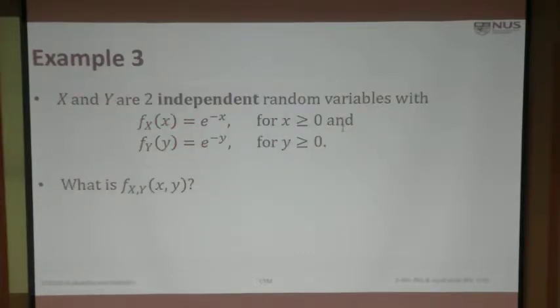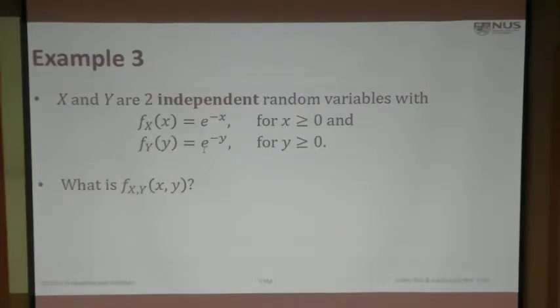Okay, so example 3 is slightly different, but not difficult. X and y are two independent random variables, and they have PDFs, they're continuous. f sub x of x is e to the minus x, f sub y of y is e to the minus y, for x and y respectively positive, otherwise the density function is 0. This is a known probability density function. It's called the exponential density. I think we discussed that in chapter 4.